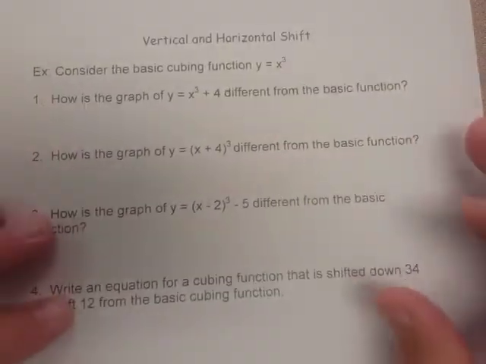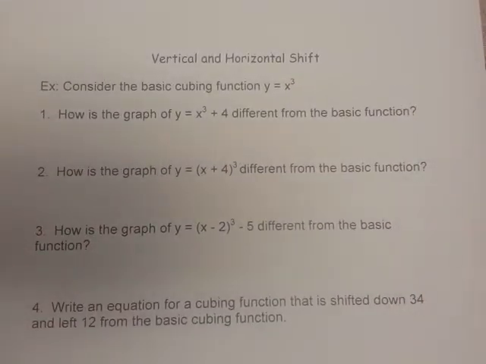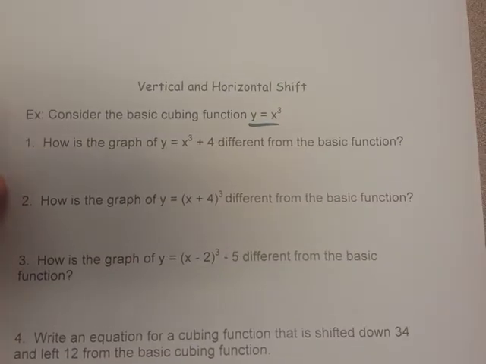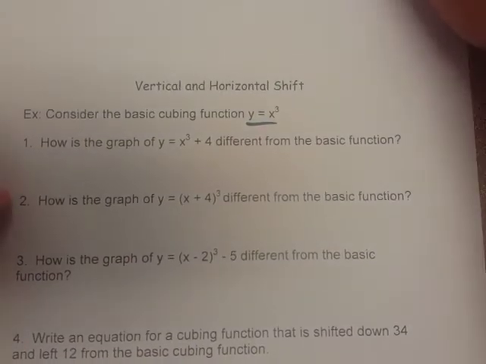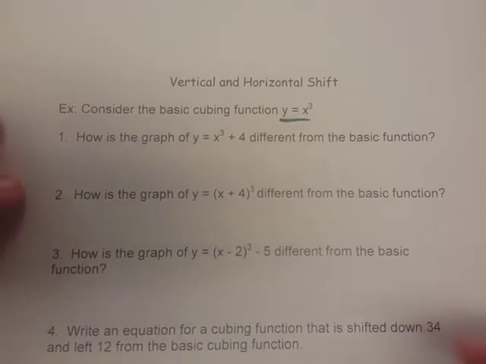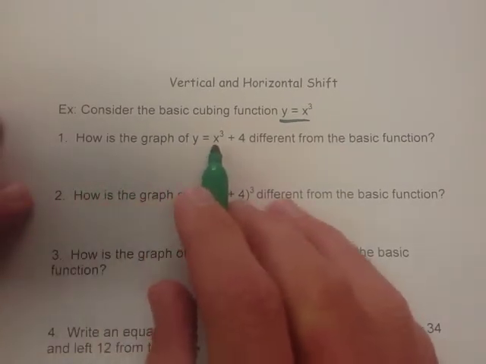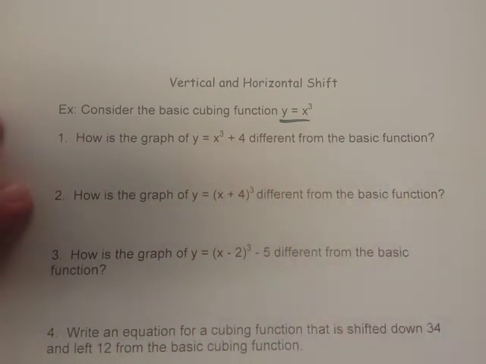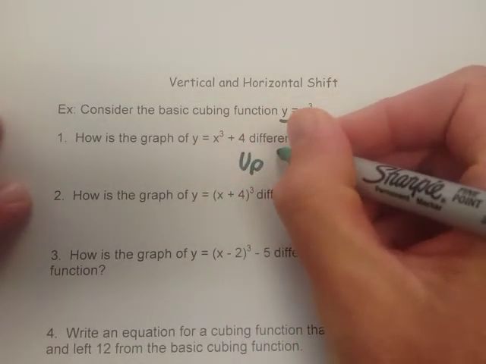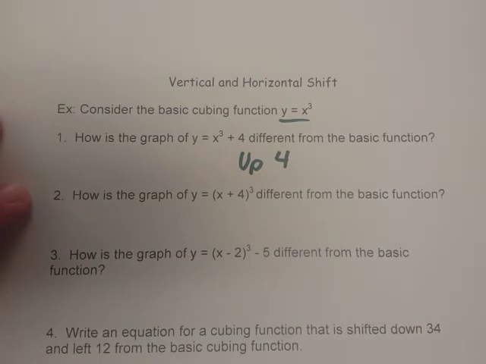Now for a quick example of the up, down, left, right, consider our function y equals x cubed. That's just the parent function that we're using for now. First of all, how is the graph of x cubed plus 4 different from the basic function? Since we have a plus 4, that one is going up 4.